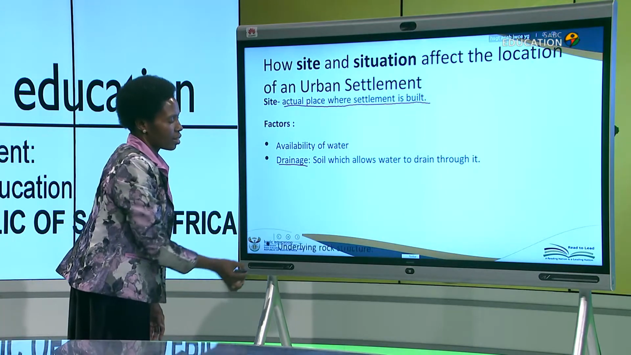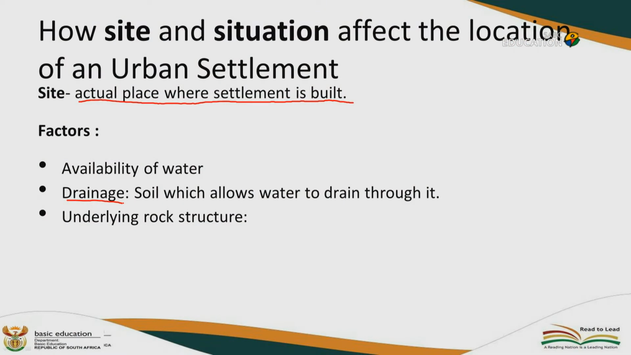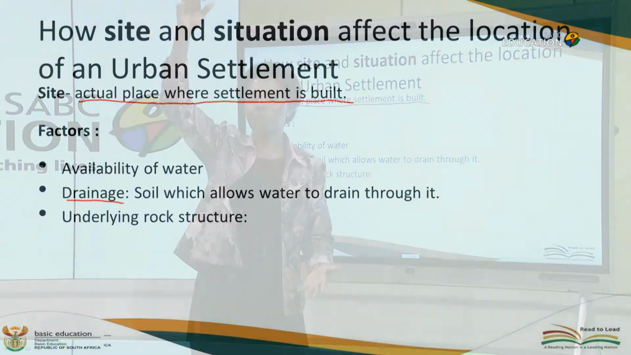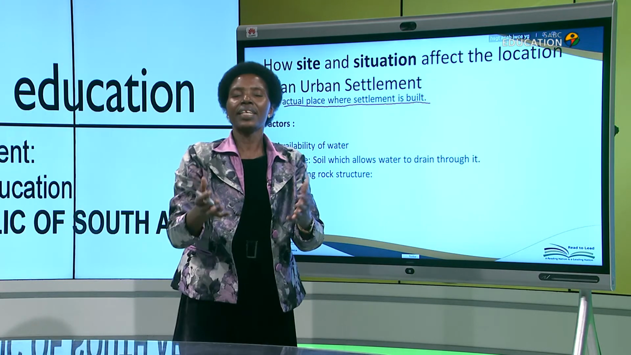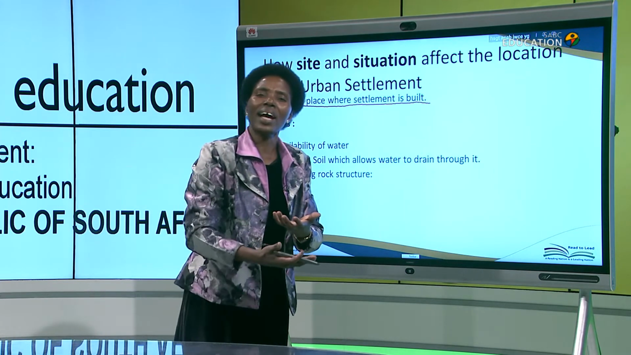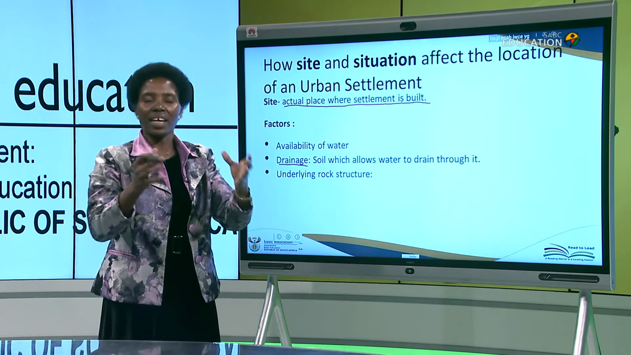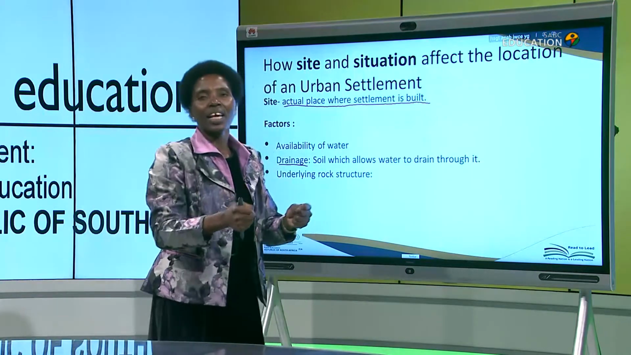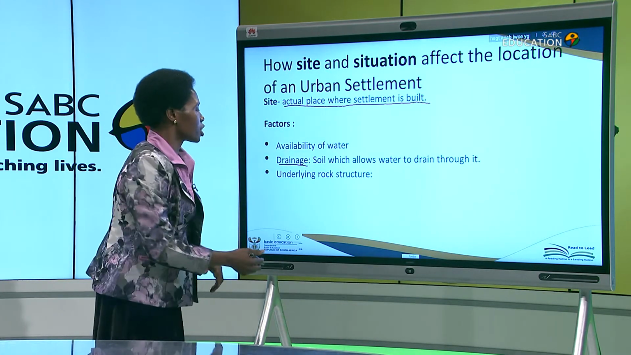And then we have the next one, which is underlying rock structures. With these underlying rock structures, you remember when I was showing you the pictures of urban settlement. You see those apartments, those big skyscrapers, those tall buildings. When they are built, they need a proper foundation. So they have to check what are the underlying rock structures that we have here, so that when they build, the structure will be reinforced, it will stand without the danger that it can fall in future. So they look at that.